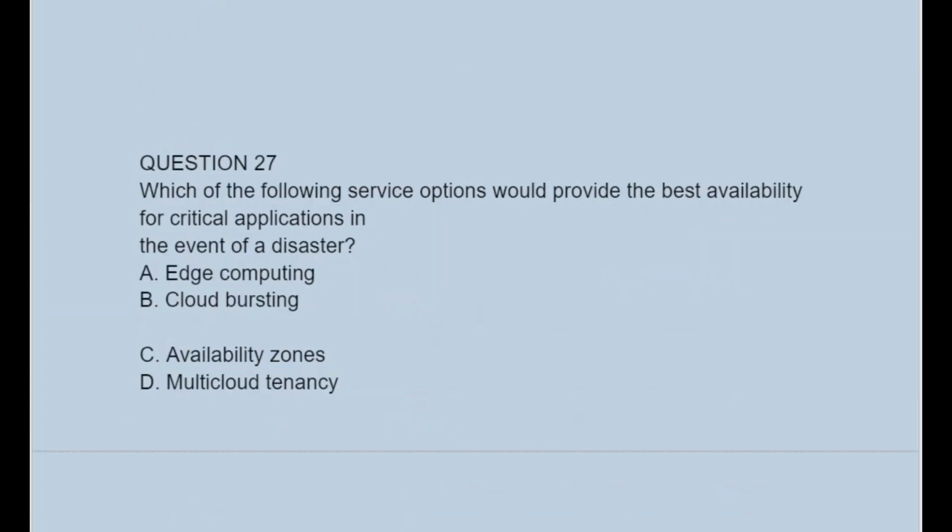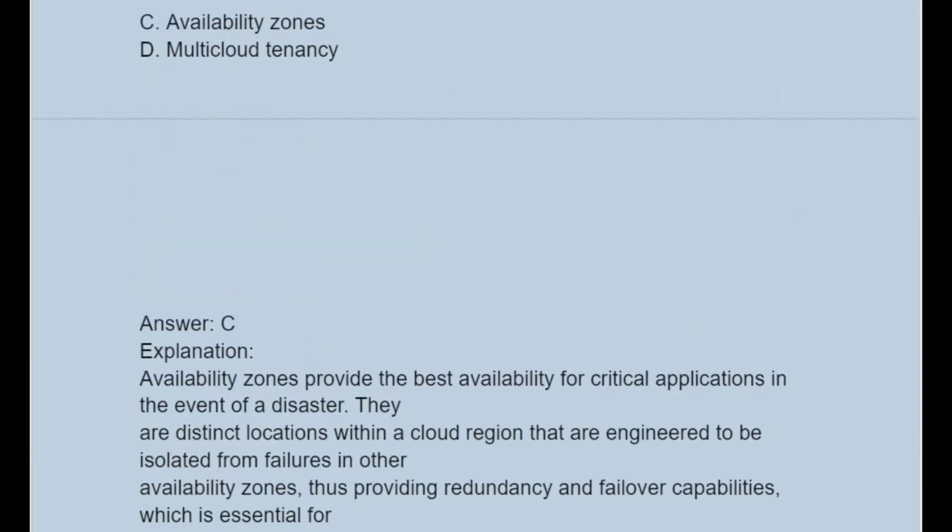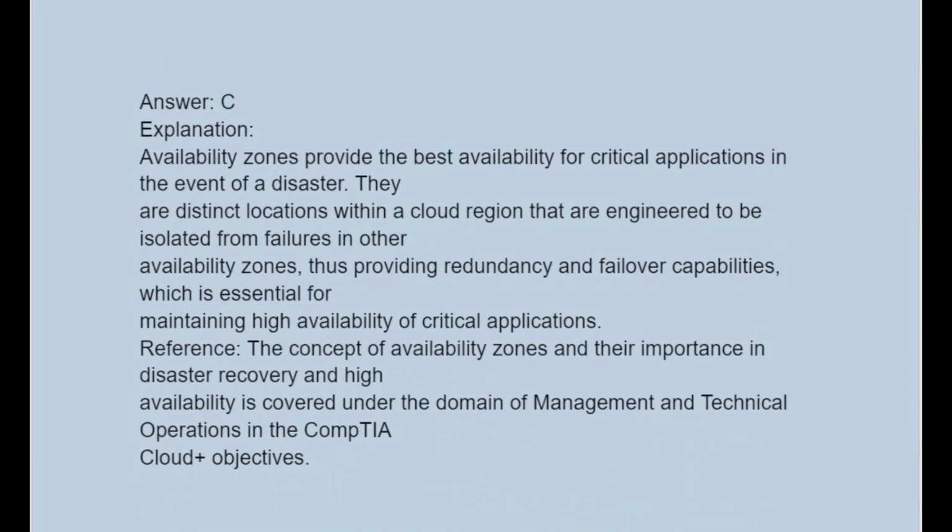Question is, which of the following service options would provide the best availability for critical applications in the event of a disaster? Option A, edge computing. Option B, cloud bursting. Option C, availability zones. Option D, multi-cloud tenancy. Correct answer is option C.